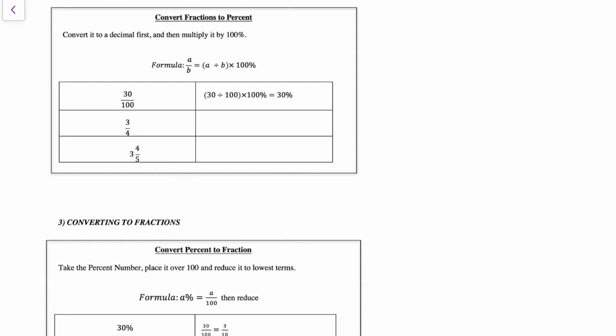Or we can just see, since it's already out of 100 in our fraction, and we know percent means out of 100, that the top number is going to be 30. So our percent is 30. So try the next two and then start up the video again when you're ready.